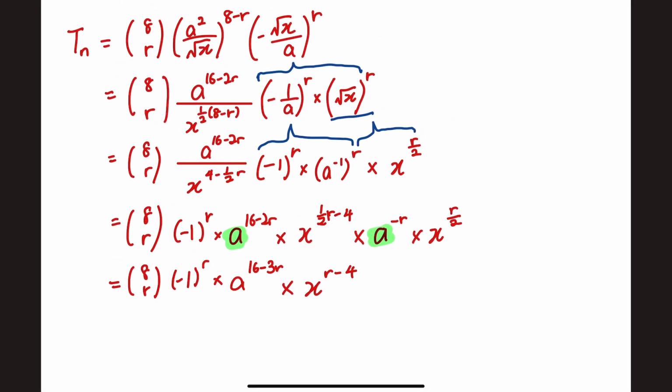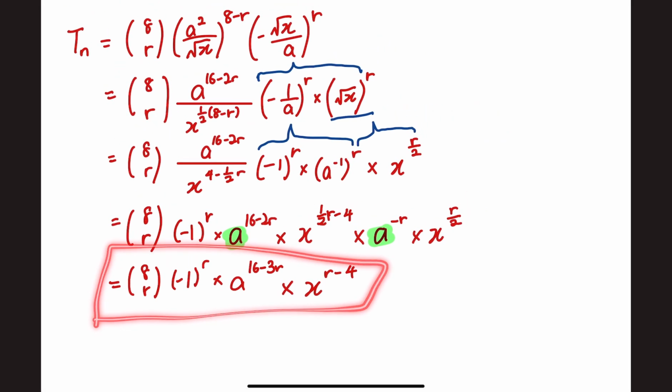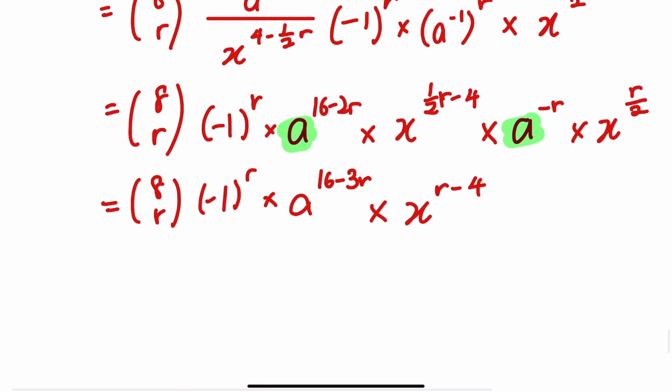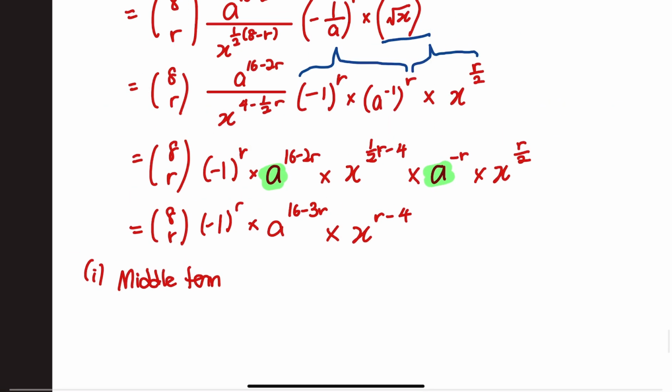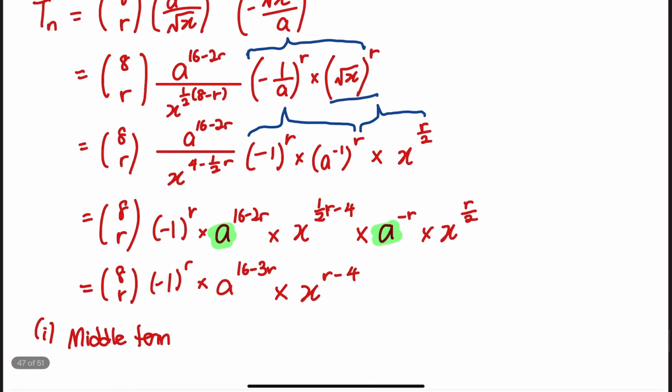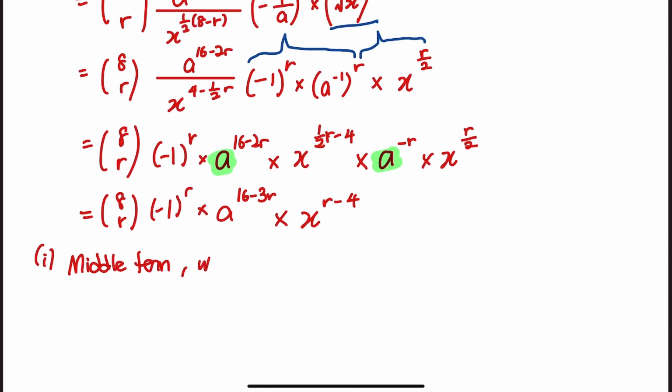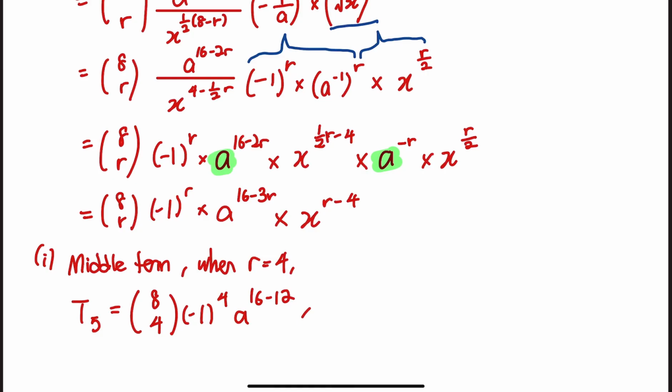Okay, if you simplify correctly, you should get this simplified form over here. So therefore, now I want to find the middle term for part 1. In this case, we have established the middle term is when r is equal to 4, because it is the fifth term, position number is 4. So when r is equal to 4, I'm finding term number 5. So this is 8 choose 4, negative 1 power 4, a power 16 minus 3 times 4 is 12, times x power 4 minus 4.